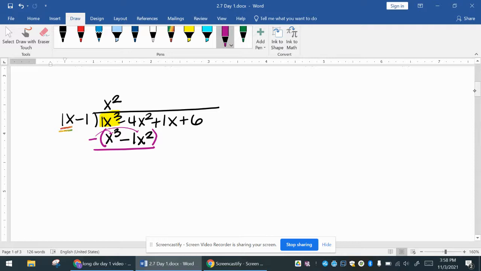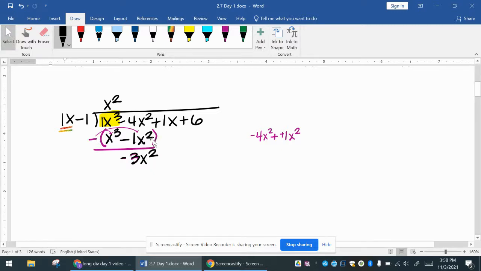Now negative 4 minus negative 1, okay? So I'm going to write it off to the side. You're doing negative 4x squared minus negative 1x squared, which becomes negative 4 plus 1. That's going to be negative 3x squared. So remember, it's not negative 4x squared minus 1x squared. It's negative 4x squared minus negative 1x squared.